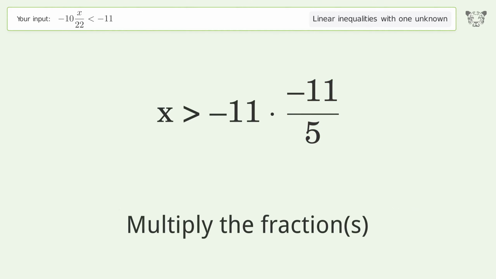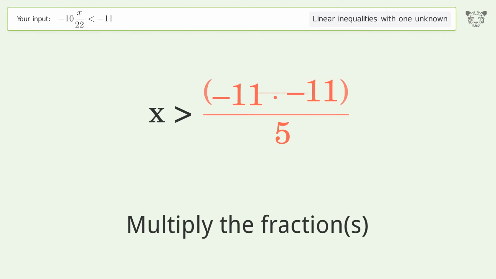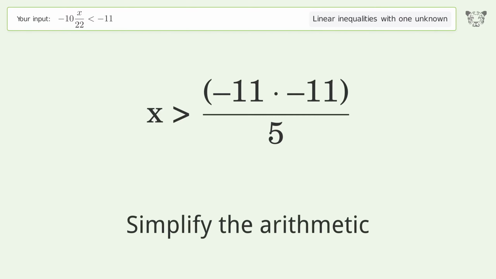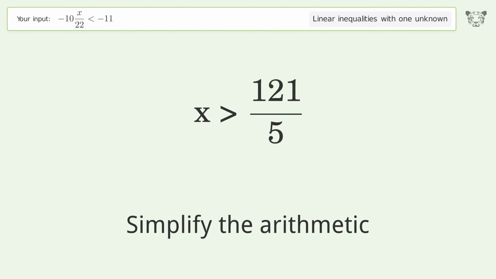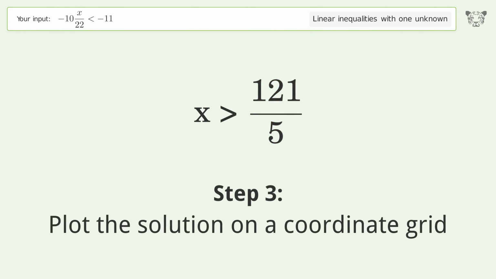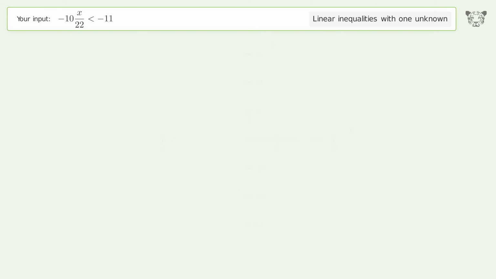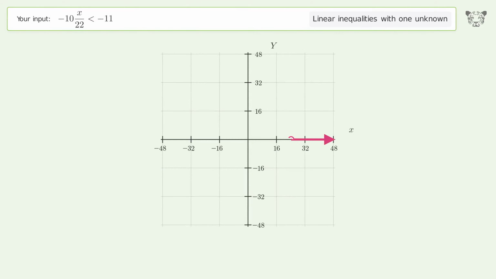Multiply the fractions. Simplify the arithmetic. Plot the solution on a coordinate grid. And so the final result is x greater than 121 over 5 greater than 241 over 5.